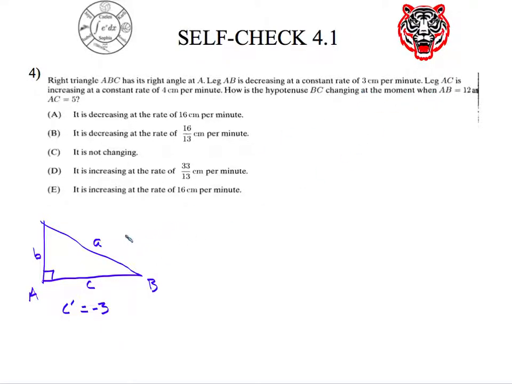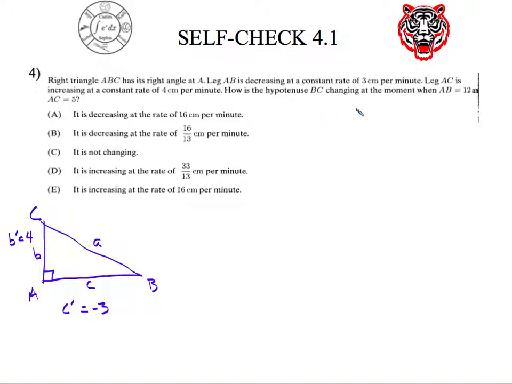Okay, so leg AC, so this is capital C, leg AC, this guy B here, is increasing at a constant rate of 4 centimeters per minute. So this is increasing, so that means B prime is equal to 4. Okay, 4 centimeters per minute.